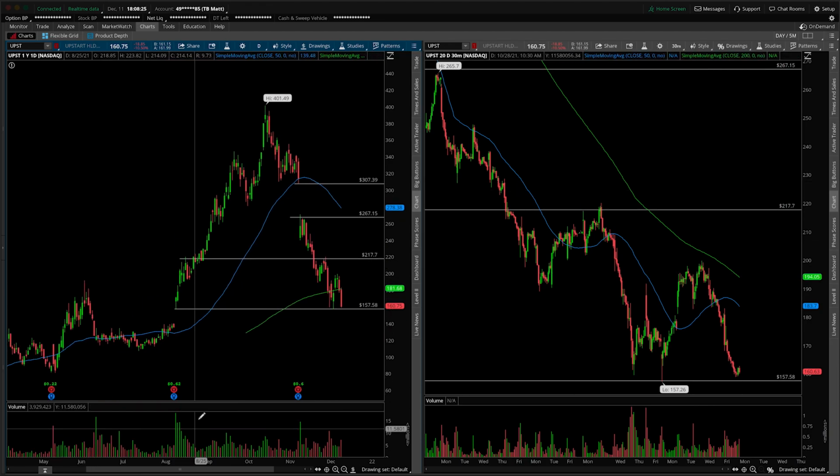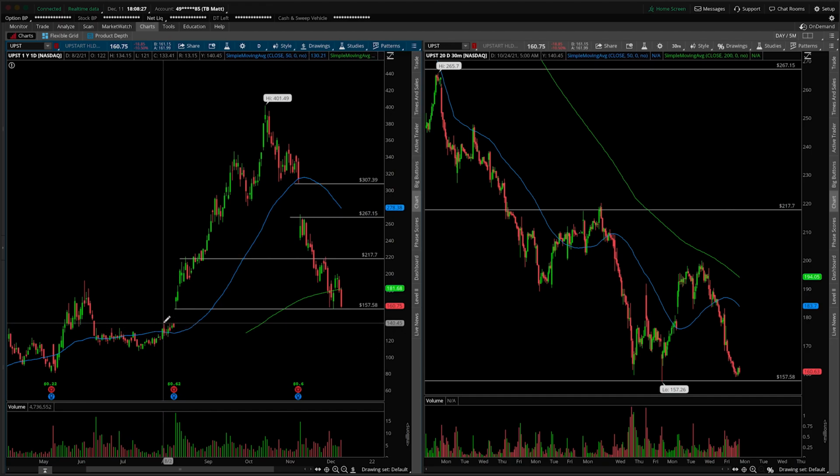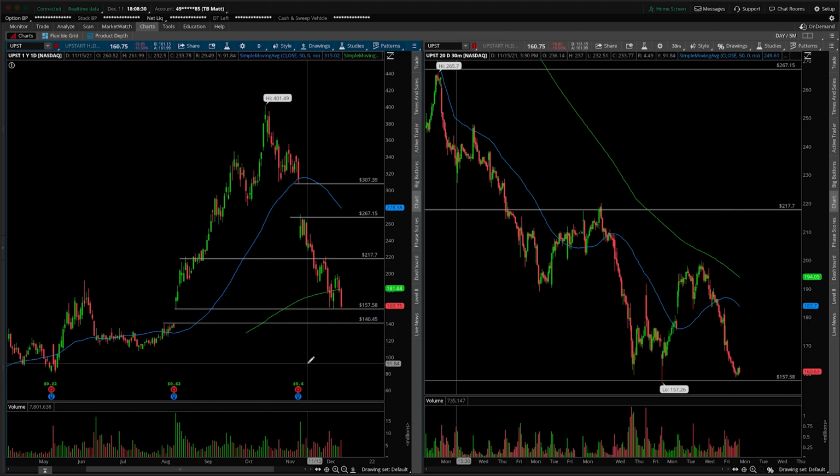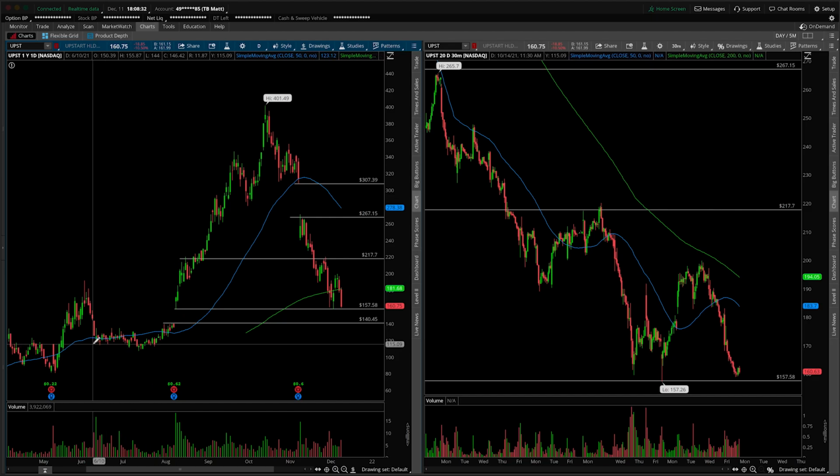So with that kind of out of the way, what else do we have for support underneath us? Note that there is a gap to close underneath to about 140.45, and then after that, we kind of have this floor of support around 115.